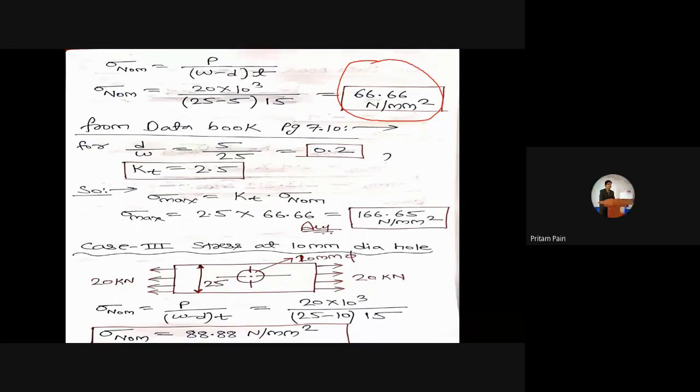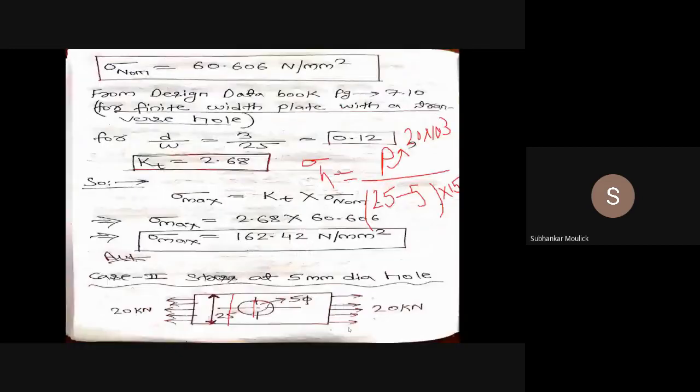Yes, sir. So since I got the value of nominal stress, now I need maximum stress. For maximum stress, I need the value of Kt. Again, I will use the same design data book figure. For that, on the x-axis I want A by W, where A is the diameter of the hole drilled and W is the width of the plate. So in this case, A by W will be 5 by 25.